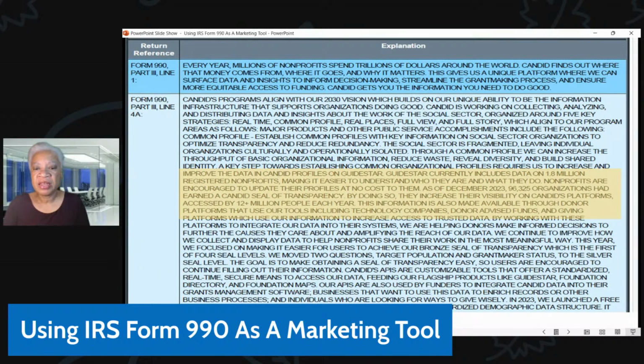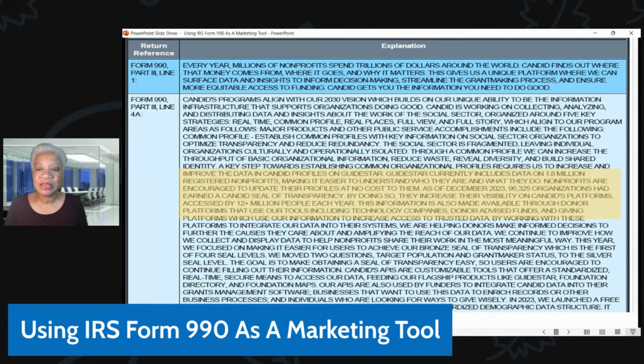They say, look in the yellow area, it says GuideStar currently includes data on 1.8 million registered nonprofits, making it easier to understand who they are and what they do. Nonprofits are encouraged to update their profiles at no cost to them, and as of December 2023, 96,325 organizations had earned a Candid Seal of Transparency.